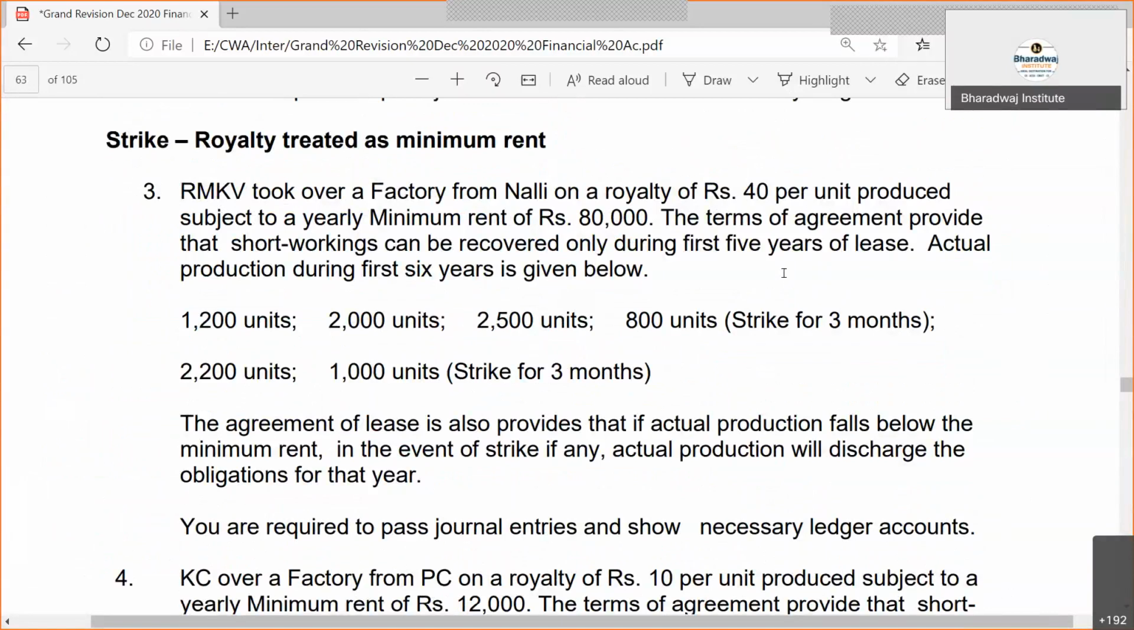Theory questions cannot be tested in royalty because in MCQ they can ask you questions only about royalty, dead rent, short working recoupment, things like that. Very rare chance of getting a theory question from royalty. Okay, go to the third question. I will just highlight the important points.